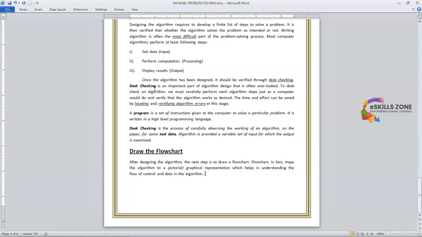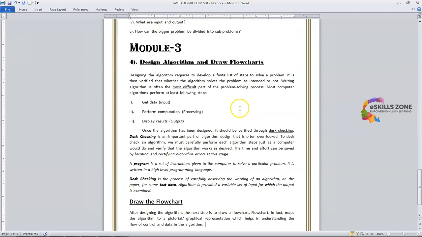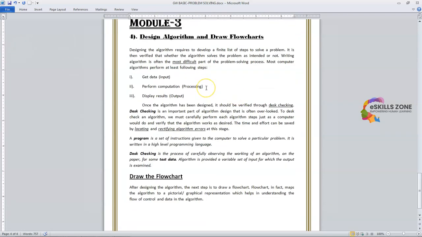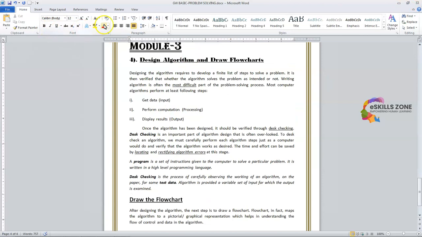So that's all for today. We have discussed designing algorithms and drawing flowcharts in two different sections. What are the pros and cons of flowcharts and algorithms in developing programming skills.